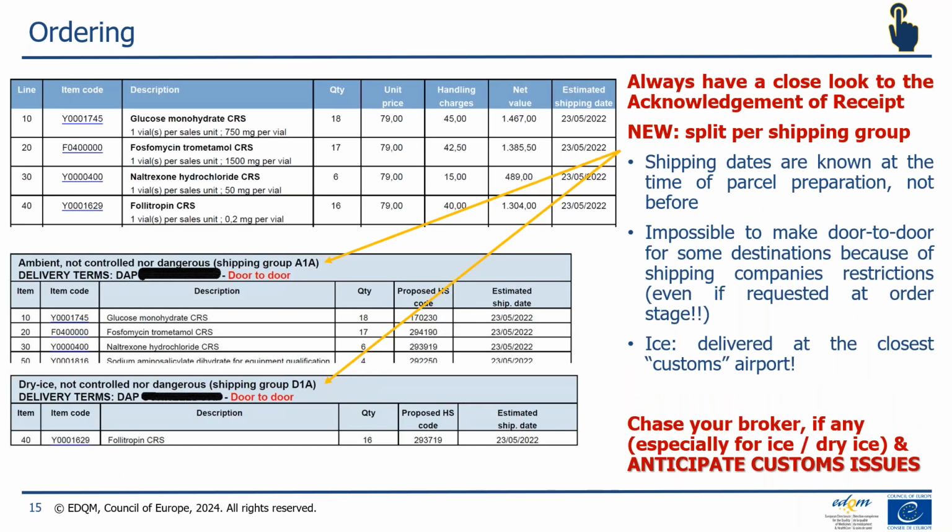We also split deliveries according to shipping routes and book flights when we are preparing the parcels. Due to some ongoing restrictions, especially for ice shipment, it's not always possible to guarantee door-to-door delivery, and then it will be delivered to the closest customs airport. Ensure your broker is proactive in handling customs issues to avoid delays.